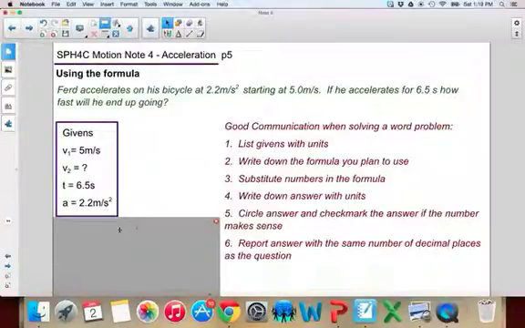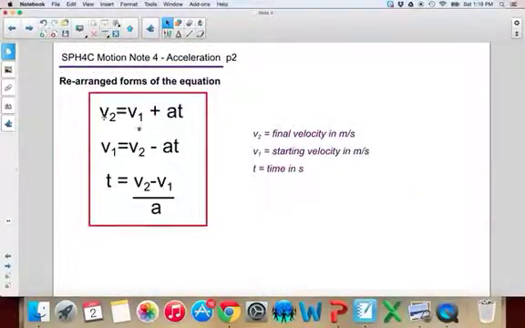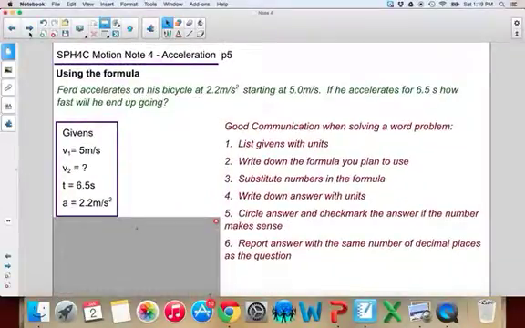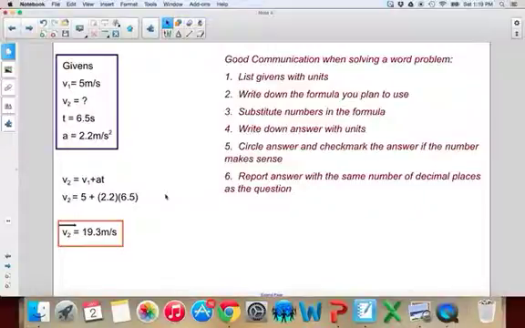Okay, so that's why I think it's good to write out what you're given, and then write out what you're looking for. How fast will he end up going? That's got to be V2. Because then you can go back to this page and choose this formula. Because I'm not looking for A, I'm looking for V2, so I'll use that formula, which is the same formula, just rearranged. So V2 is V1 plus AT, sub in the numbers, get an answer, stick the vector symbol on it. Correct number of decimal places, I chose 1, because there's 1 in the question.